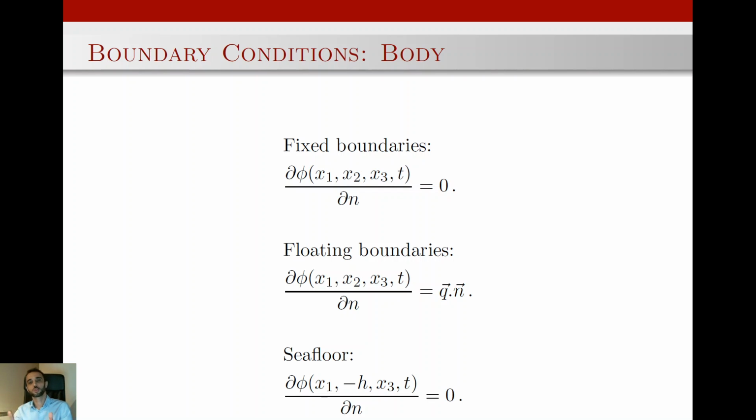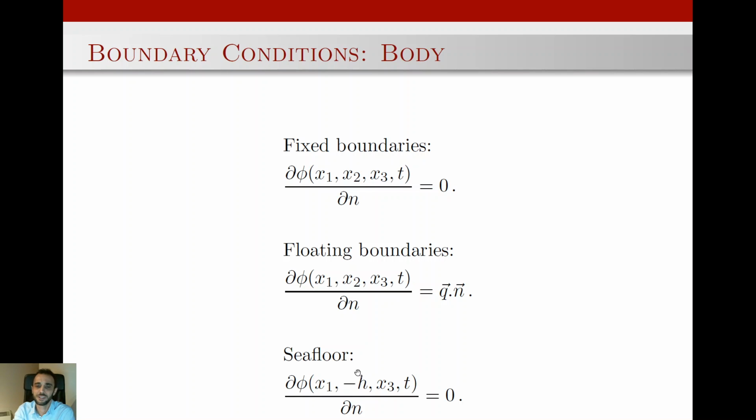Now, when it comes to the presence of the object, if the object is fixed on the boundary between the fluid and the body, we would have a no flux boundary condition: d phi dn would be equal to 0. And if the object, the body, is floating, we would have d phi dn equal to q dot n, where q is the velocity of the body. That is, particles on the boundary move with the same velocity as the boundary itself.